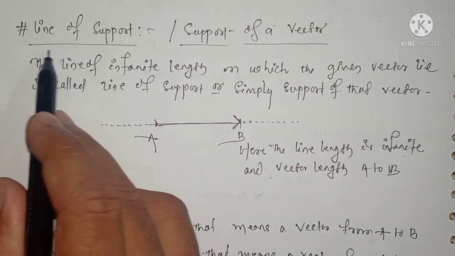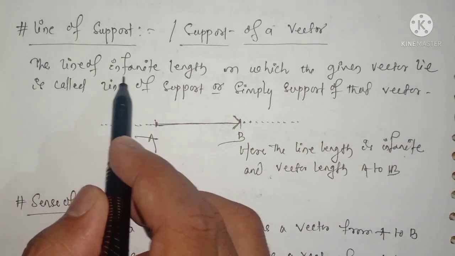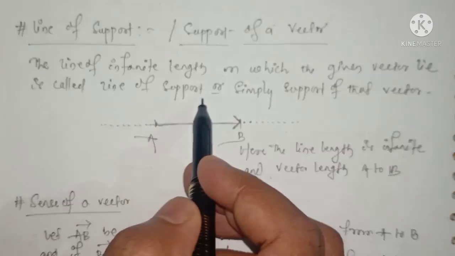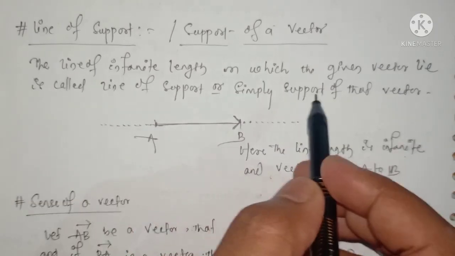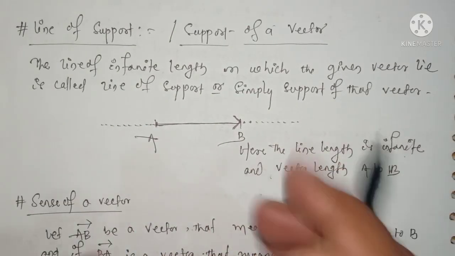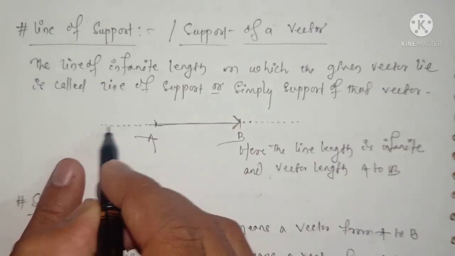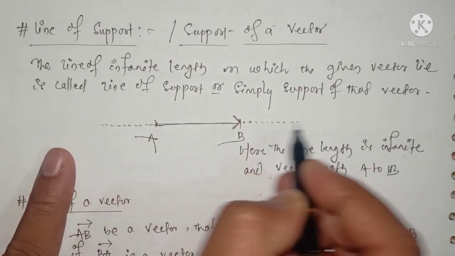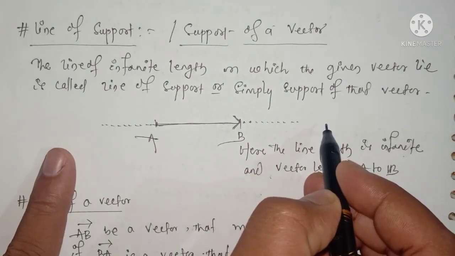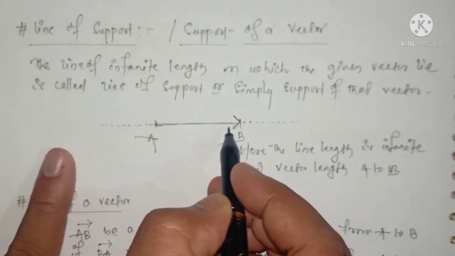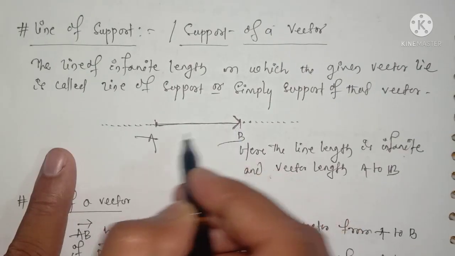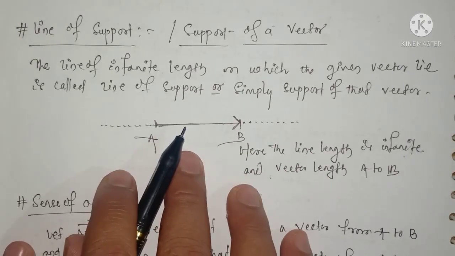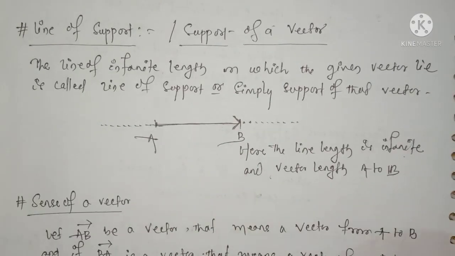Now students, discussing line of support. The line of infinite length on which the given vector lies is called the line of support, or simply the support of that vector. As you can see, this is a dotted line. The length of this line is infinite, and the vector AB is placed here, so this is called the line of support, right?